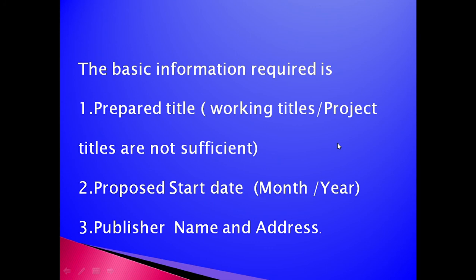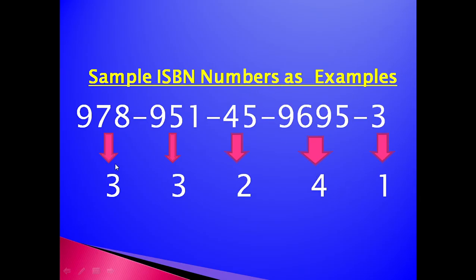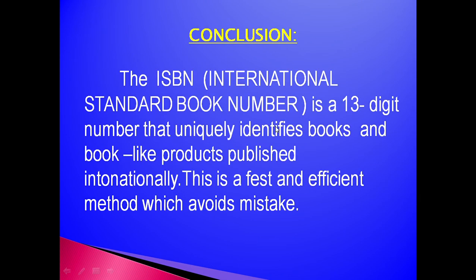So what basic information is needed if we want to get an ISBN? You should be prepared with a title. A working title is needed, not a project title. Then you should have a date and month, and a publisher name and address. So I have given a sample of ISBN numbers. So 3, 3, 5, I told you this varies from 3 to 5. In this way the model is structured.